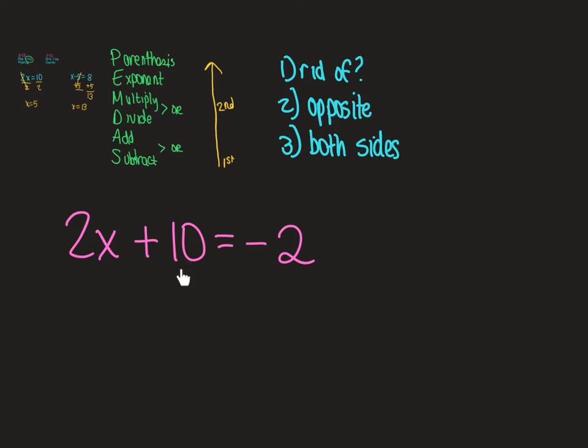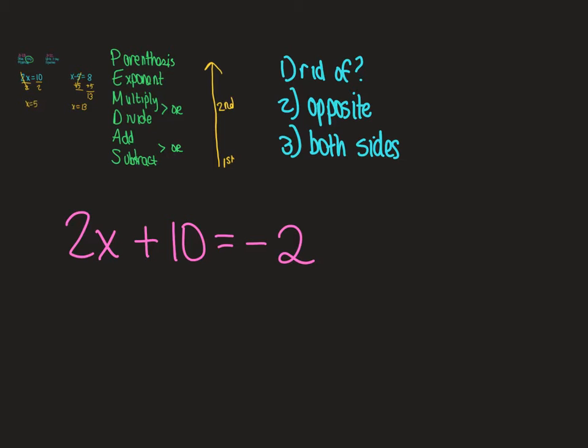So let's look at this equation. I have a 2, I have a positive 10, and those are on the same side as x. I want x all by itself. So question 1, what do I want to get rid of? I want to get rid of the 2 and the 10. Which one do I get rid of first? I go backwards of PEMDAS. So to get rid of the 2, I would multiply or divide. Well, I'd divide. To get rid of the 10, I would subtract.